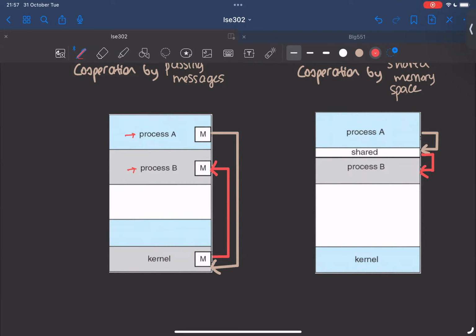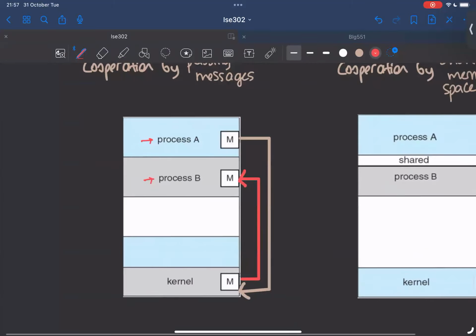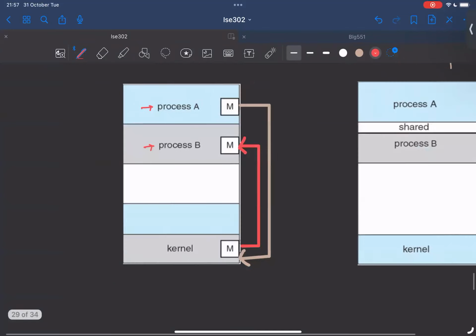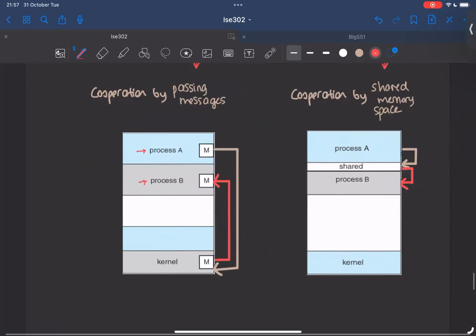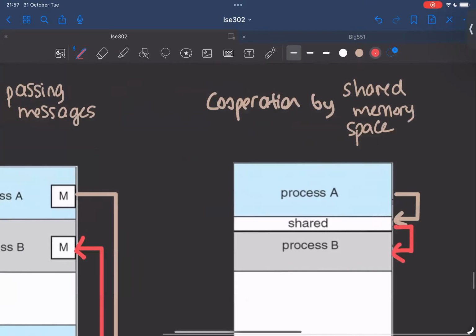This method actually offers a level of abstraction and isolation between processes, as they do not have direct access to each other's memory. However, the involvement of the kernel and system calls, as you guessed, can introduce some overhead and potentially impact real-time performance. In the case of sharing a region of physical memory, in this approach, processes interact by directly sharing a region of physical memory.